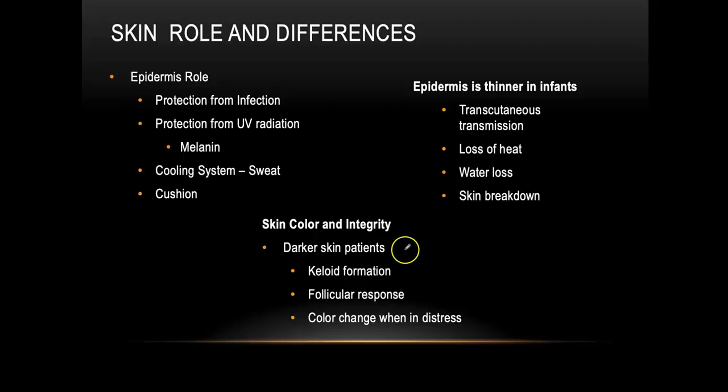Regarding skin color and integrity, darker skinned patients can develop keloid formation. Folliculitis, as you've probably heard of, is higher in African Americans than in other races. And you have to pay close attention to how the color changes when they're in distress. We will talk about this more in respiratory. I actually have a picture of the color variation with a particular condition, I think Lyme disease, and we'll talk about it later. So pay particular attention and do a really good assessment of the skin.